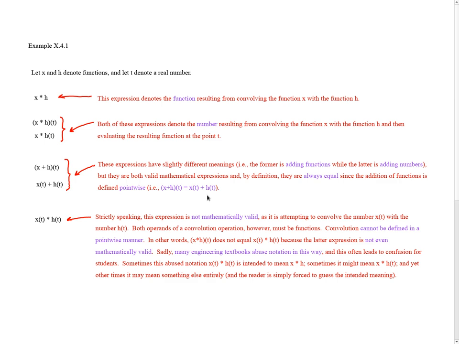The reason why I want to mention this is to contrast it with convolution. Convolution cannot be defined in a point-wise manner. So in particular, what I want to consider next is an expression that looks like this.